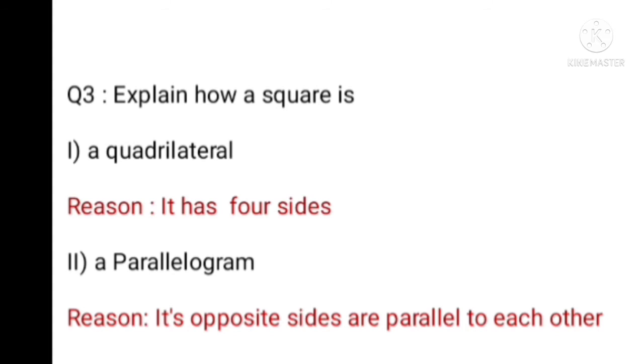Next one: a square is a parallelogram. Before, we discussed this as true or false. A square is a parallelogram because the parallelogram property is that opposite sides are parallel and equal. In a square, all the sides are equal and parallel, so a square is a parallelogram.